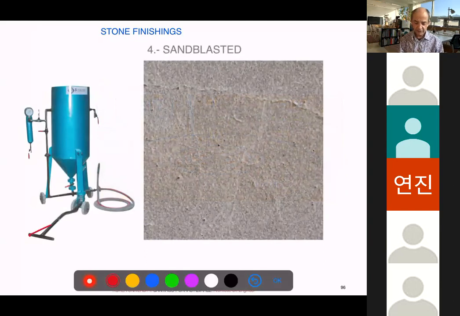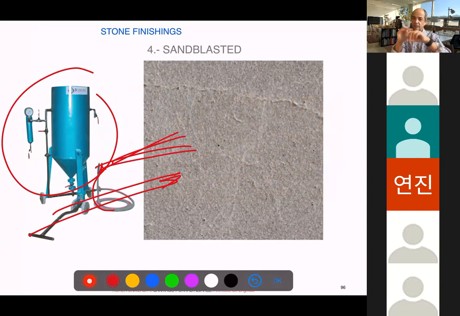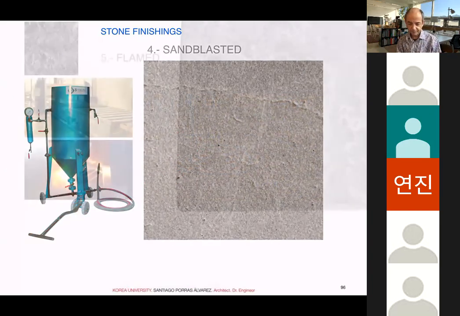Sandblasted means just projecting sand. This is a hopper with a pressure line which blasts the sand into the stone, and that sand removes the small impurities and gives this kind of sandy natural texture to the stone.